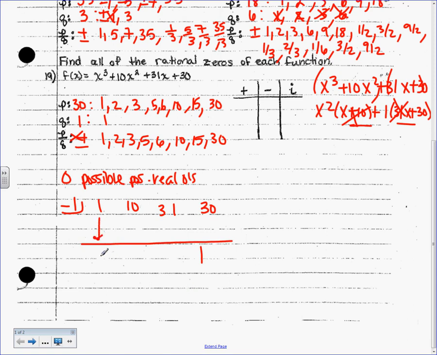Drop the 1, multiply, -1, add, 9, multiply, -9, add. What's 31 plus -9? 22. Multiply, -22, add. What do you get? I don't even care. I know it's not 0, right? 30 plus -22 is not 0. So that means -1 was not an answer.